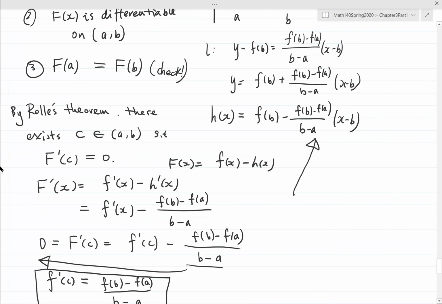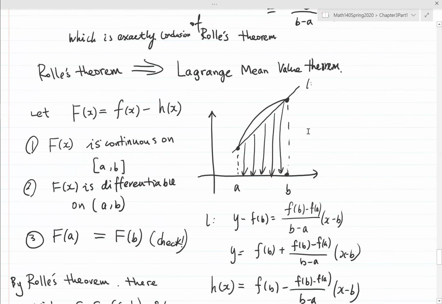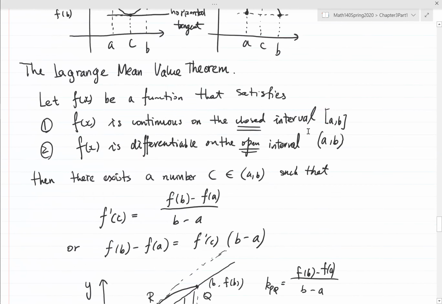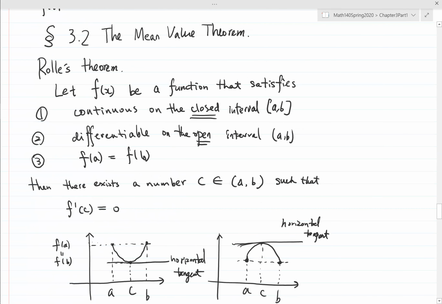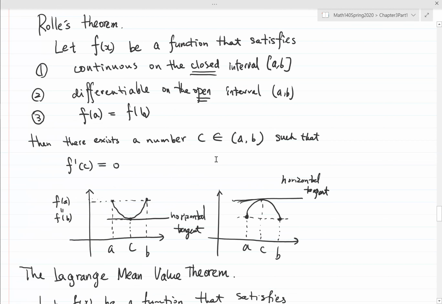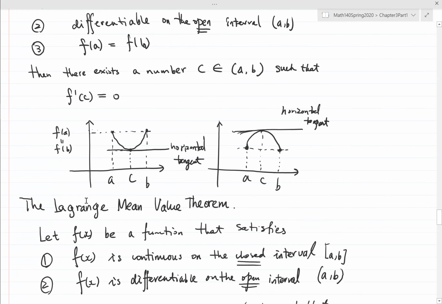Okay, let's recall what we did last time. Last time we talked about the mean value theorem, which is the following. We first talked about Rolle's theorem, which says if a function is continuous on closed interval a to b, and 2, differentiable on open interval a to b, and 3, the two endpoints have the same function value f(a) equal to f(b). The conclusion is there exists a number c in between a and b such that the derivative at c vanishes. The geometric meaning of Rolle's theorem is actually a horizontal tangent line somewhere.